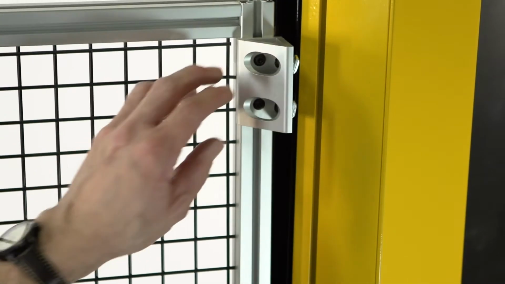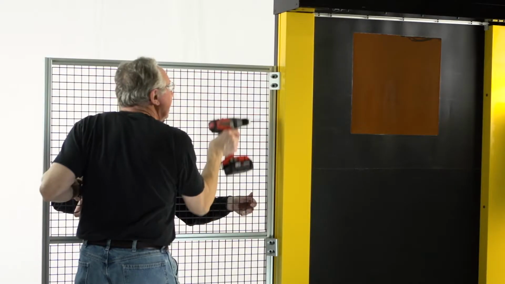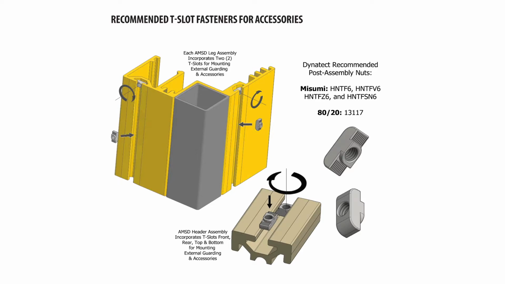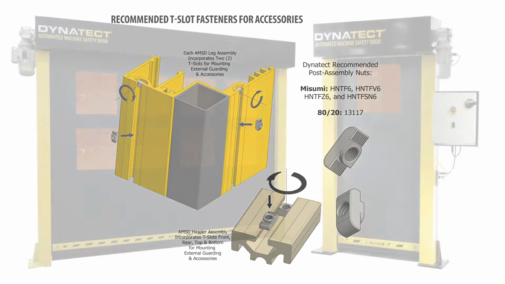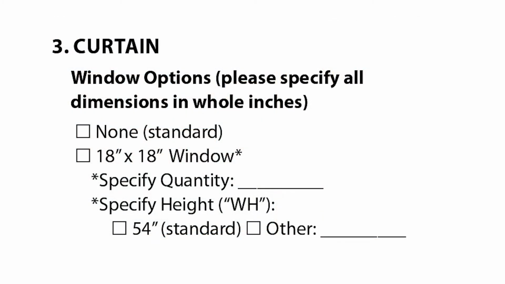Each leg assembly incorporates 2 T-slots for easy mounting of external guarding and other accessories. The header assembly incorporates T-slots at the front, rear, top, and bottom. There are a variety of window options available. Pictured here are doors with the standard 18-inch by 18-inch window. The standard door does not come with a window. If you need a window, you can optionally specify the quantity here.